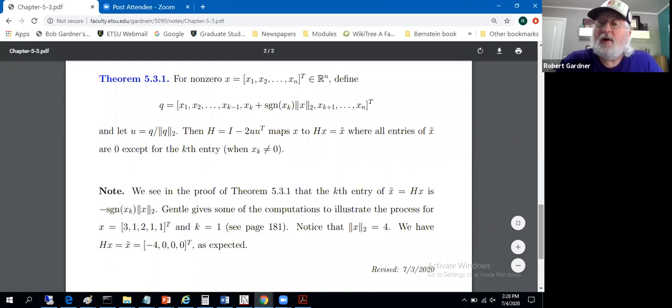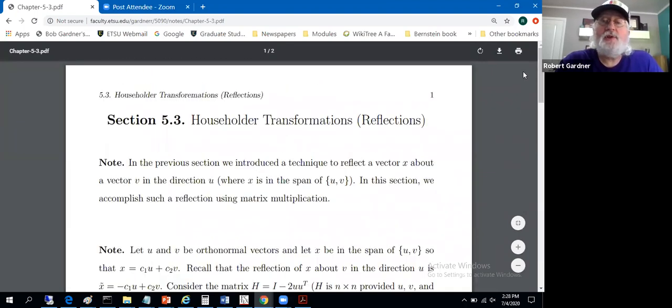That takes care of section 5.3, reflections. We're going to look at rotations some more next time in section 5.4. I will see you there.